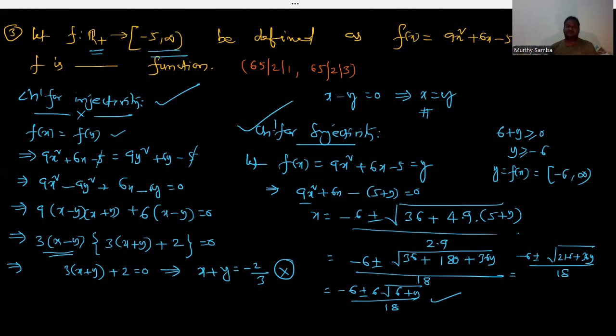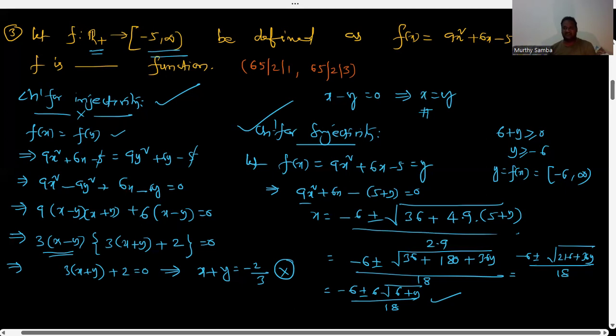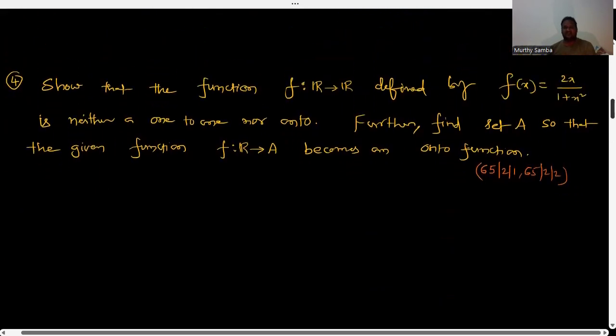Therefore, it is a one-to-one function as well as an onto function. Therefore, it is a bijection, right? So this way we can easily answer this problem. Coming to the next problem.